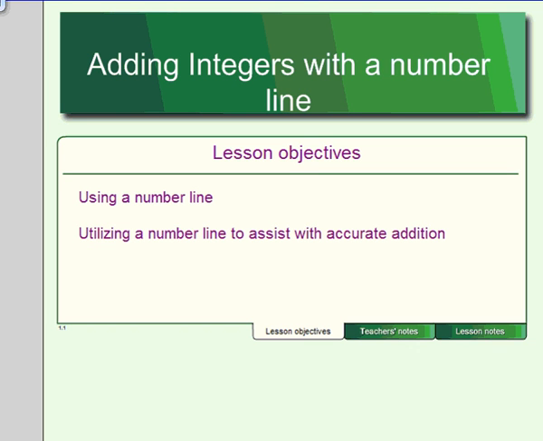Okay, today we're looking at adding integers. This time we're going to add integers with number lines. So the first thing we're going to do is learn how to use a number line, and then we're going to utilize that number line to help us with our addition. Pretty simple concepts.